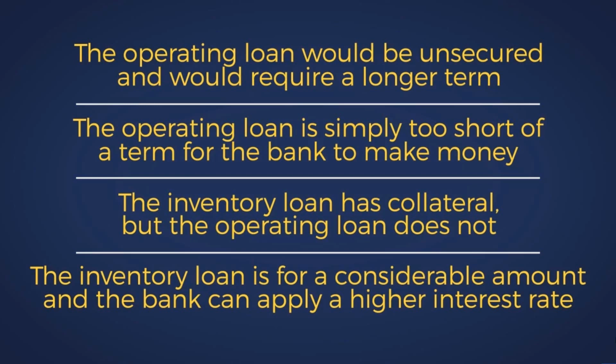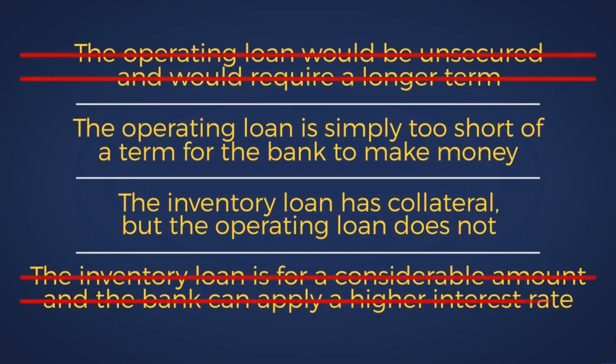Based on the information presented, we can easily eliminate the first and fourth options. We aren't given information on whether or not the operating loan would be unsecured or about interest rates. You might be tempted to infer that 2 months is too short of a term for the bank to make money on the loan, but we aren't given detailed information about either loan's terms.